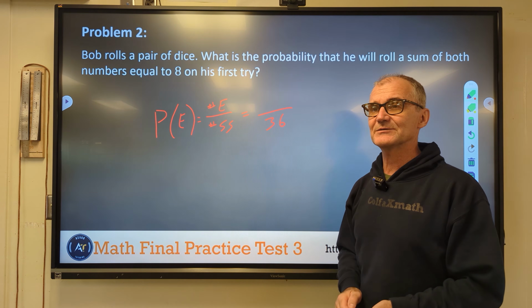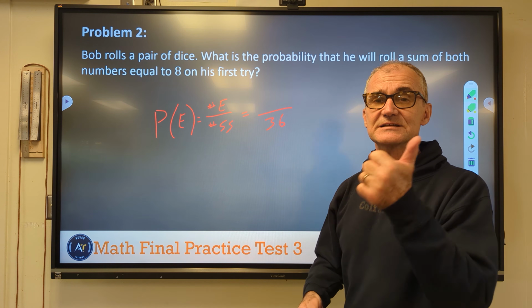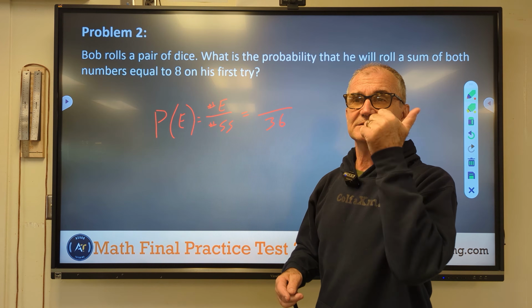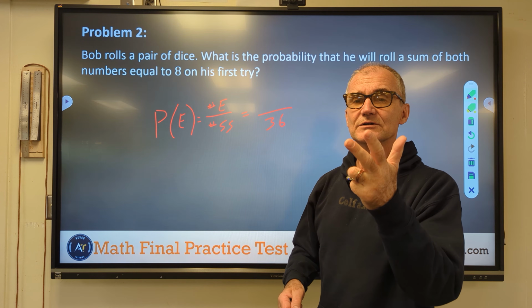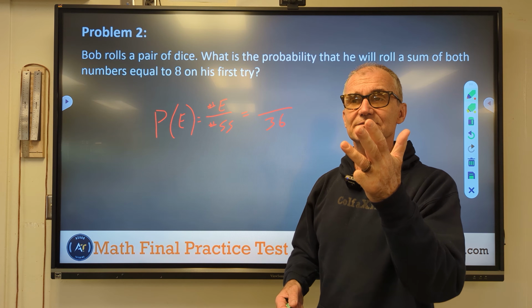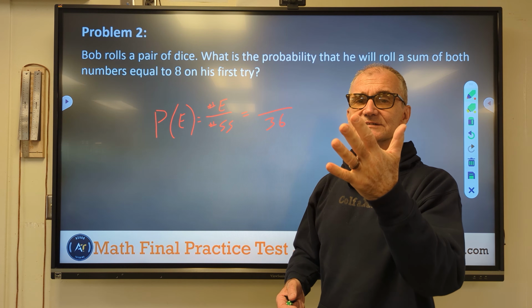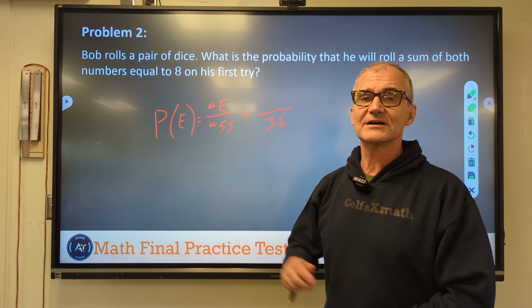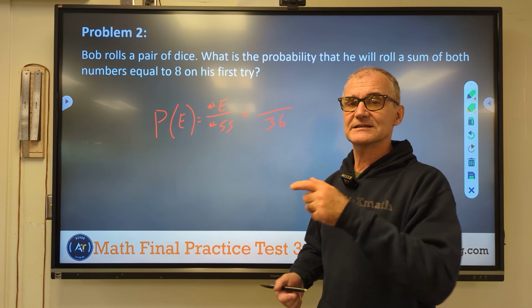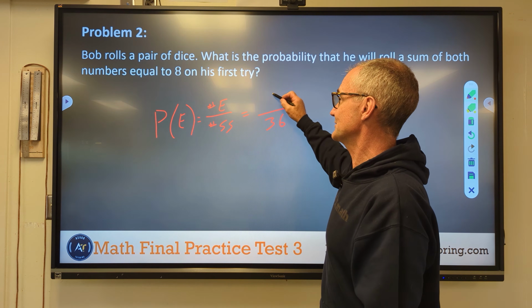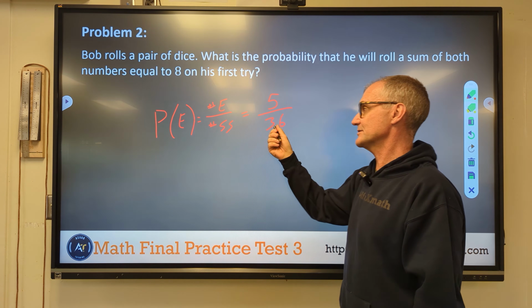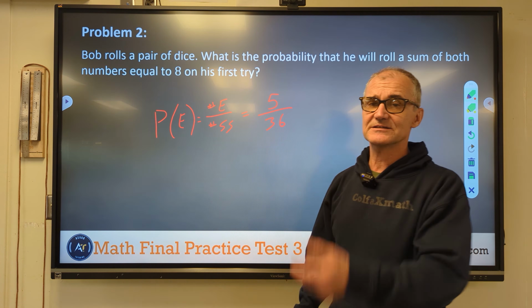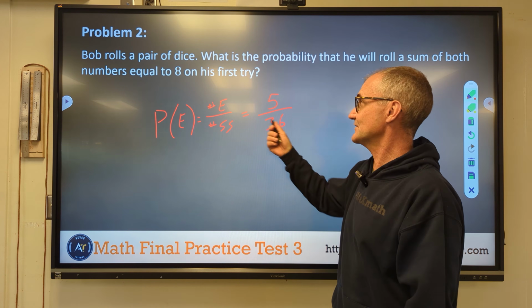Now I've got to figure out how many ways I get an 8. Well, I get a 6 and a 2, a 5 and a 3, a 4 and a 4, a 3 and a 5, or a 2 and a 6. So there are 5 possible ways to get an 8. So my probability is 5 ways to get an 8 over the total sample size of 36. So the answer is 5/36.